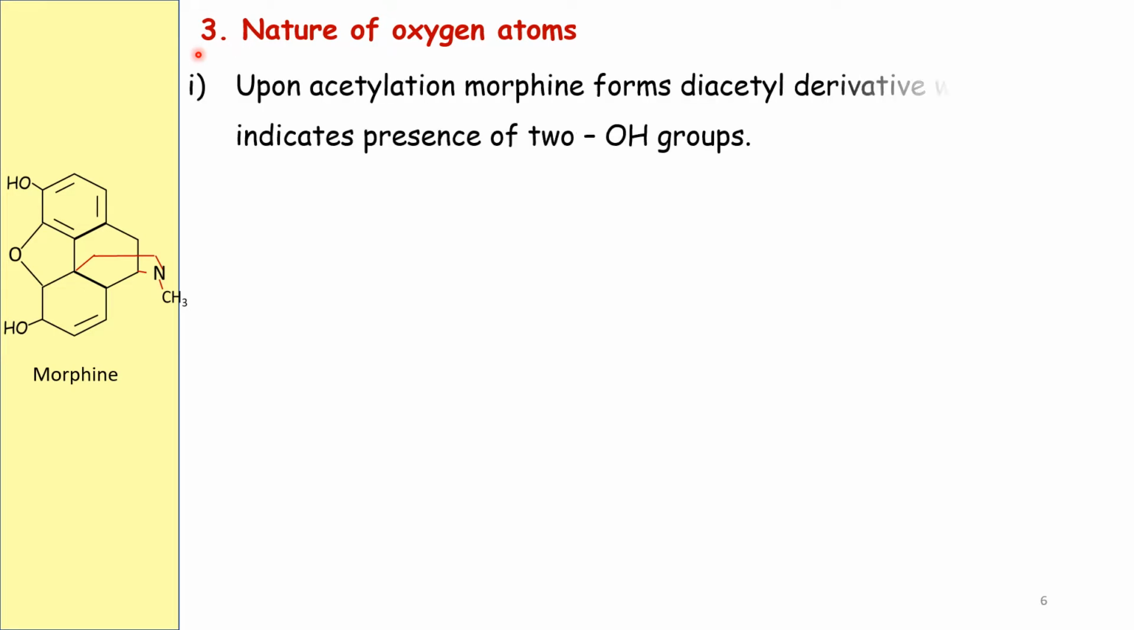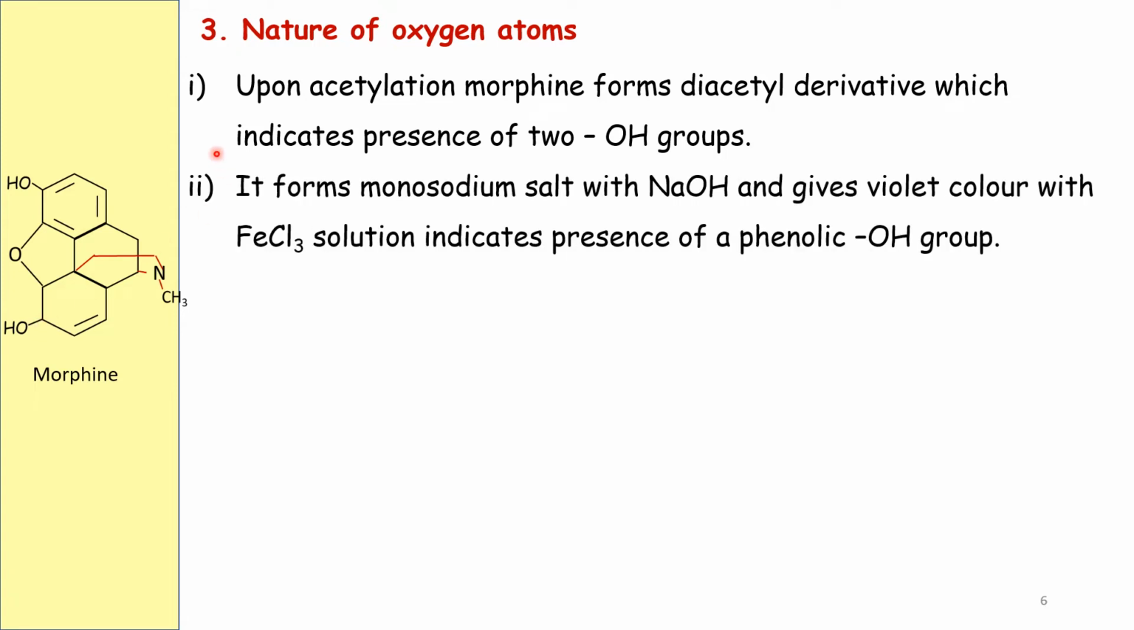Nature of oxygen atoms. Upon acetylation, morphine forms a diacetyl derivative, which indicates presence of two OH groups. In morphine there are these two OH groups, and it forms a diacetyl derivative. Morphine forms a monosodium salt with NaOH and also gives violet coloration with FeCl3 solution. That indicates morphine contains a phenolic OH group. Out of these two OH groups, this OH group is a phenolic OH group as it is present on the aromatic ring, and this OH group is not present on the aromatic ring, therefore it is alcoholic in nature. It gives violet coloration with FeCl3, that is, there is one phenolic OH group.